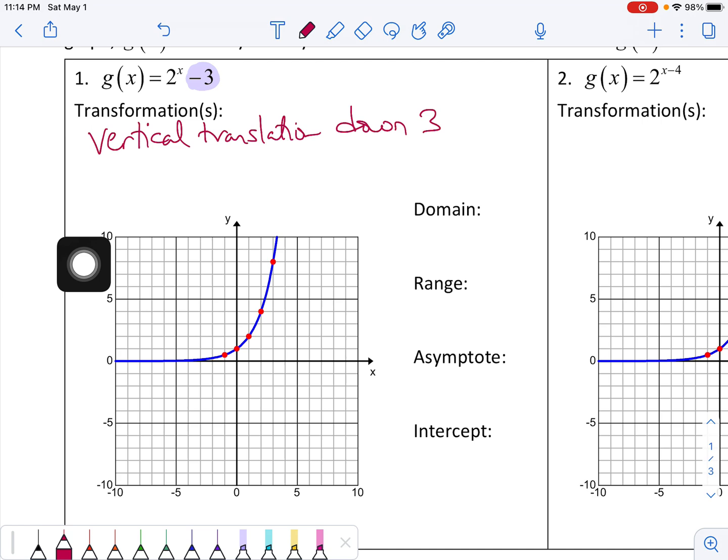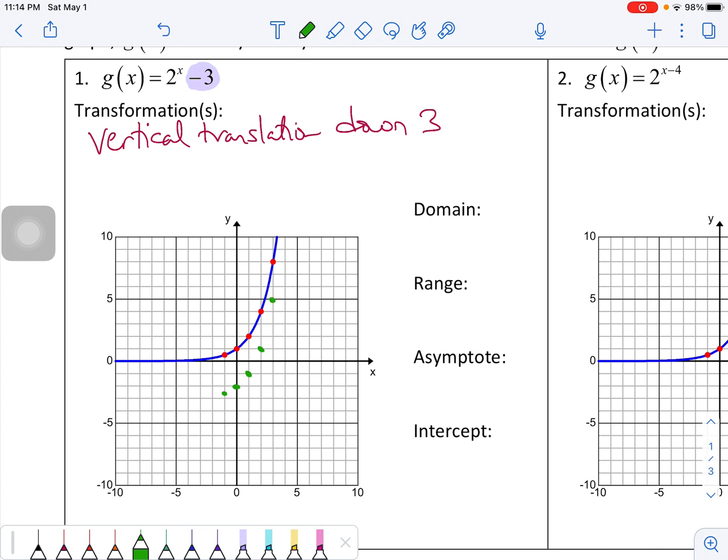So when I look at this, I see all these little red dots along the curve. Every single one of these points is going to slide down 3 units. All right, so let's see. 1, 2, here we go. All right, 1, 2, 3. And 1, 2, 3. All right.